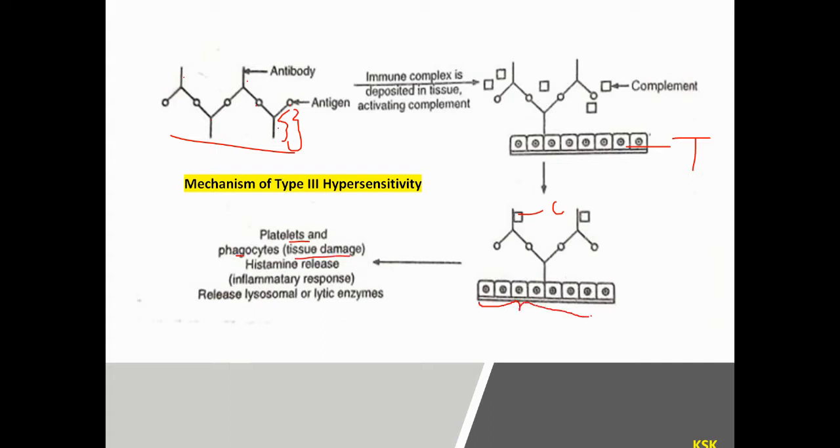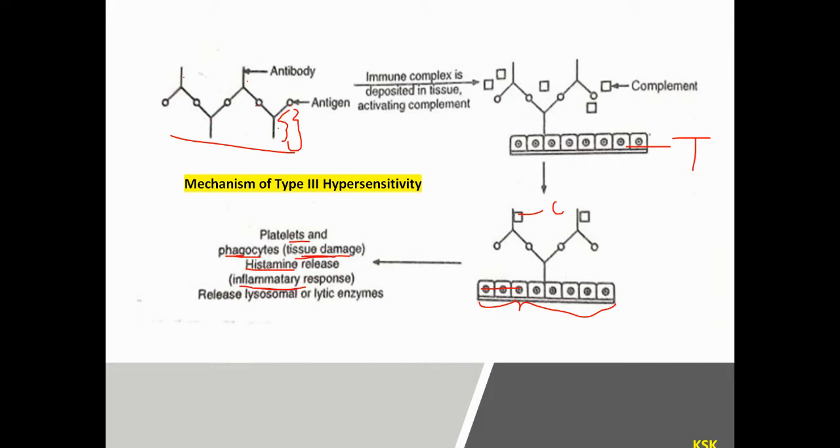Whatever these tissues, they get damaged, and inflammation also occurs because of the histamine release. The tissue gets damaged because of the phagocytic action. That means if there is phagocytosis, it causes the tissue damage.